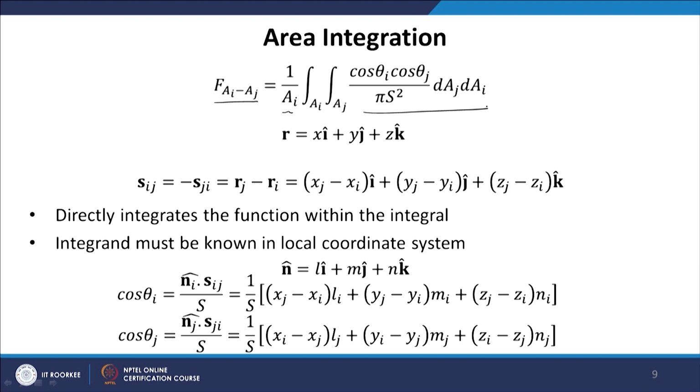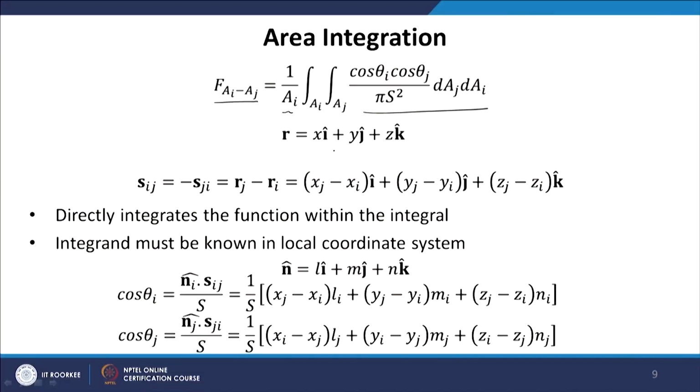Now, to evaluate this integral, we use Cartesian notation. For different problems we can use different notations, but just to give an idea, in the Cartesian notation we can represent any point on the surface. First we have to find the origin. We can put an origin on the surface, and then we can represent any vector r, either on this surface or on the other surface, from this origin, depending on the x coordinate, y coordinate and z coordinate of the point.